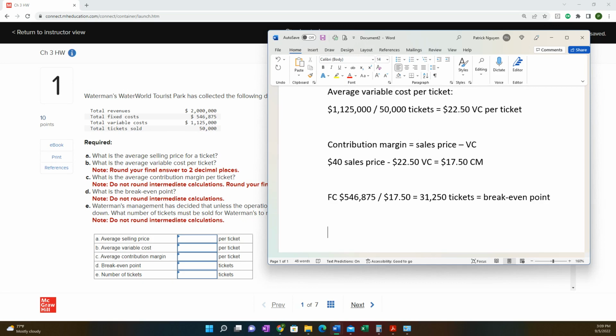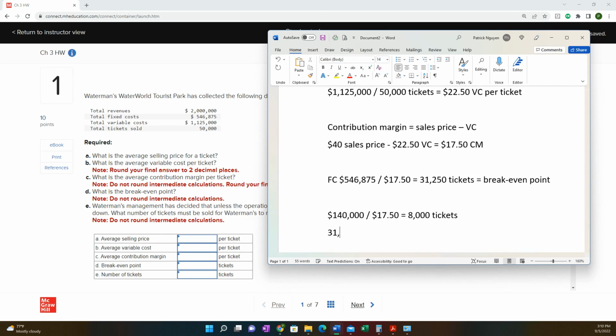We take $140,000 and divide that by the contribution margin, which again means that we make $17.50 of profit per ticket sold above and beyond the break-even point. And that gives us 8,000 tickets. So that means that we have to sell our 31,250 tickets and sell an additional 8,000 tickets to get to a grand total of 39,250 tickets.